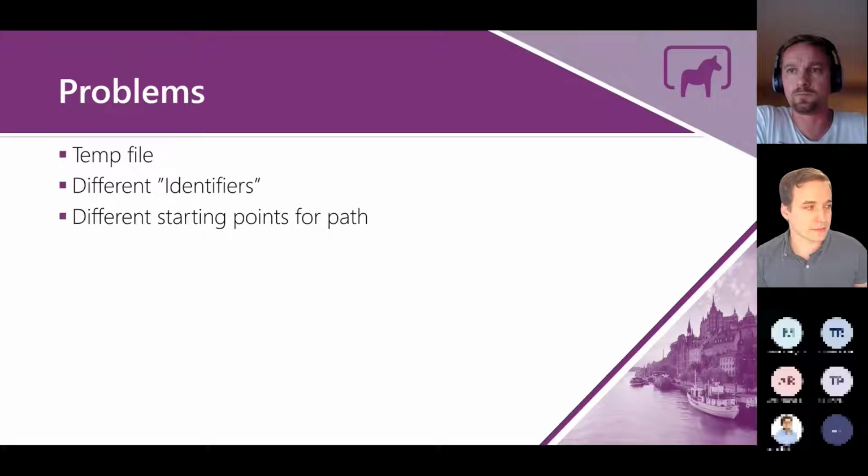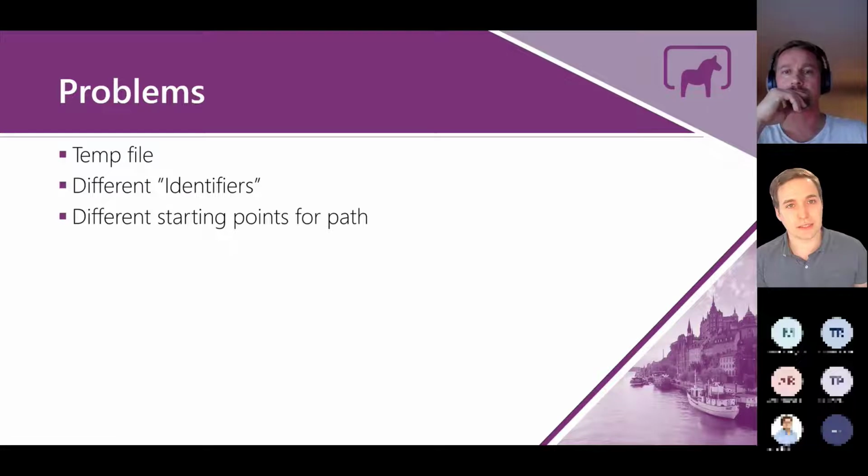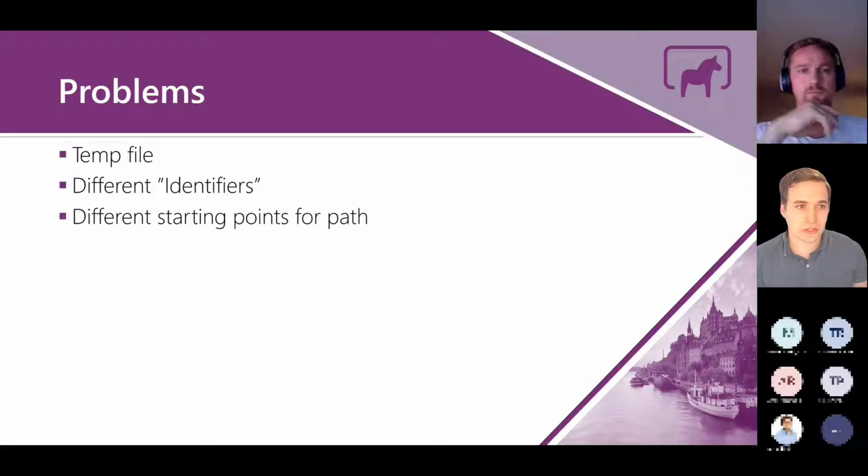So the problems we had is that the Excel connector can't create an Excel file on the fly. So it always needs a template file where we can copy from and then fill a temp file. So that was the first problem. The other one was different identifiers for the different steps. So the SharePoint steps need different identifiers than the Excel steps. And within the SharePoint steps, there are different steps who need different start points for the path.